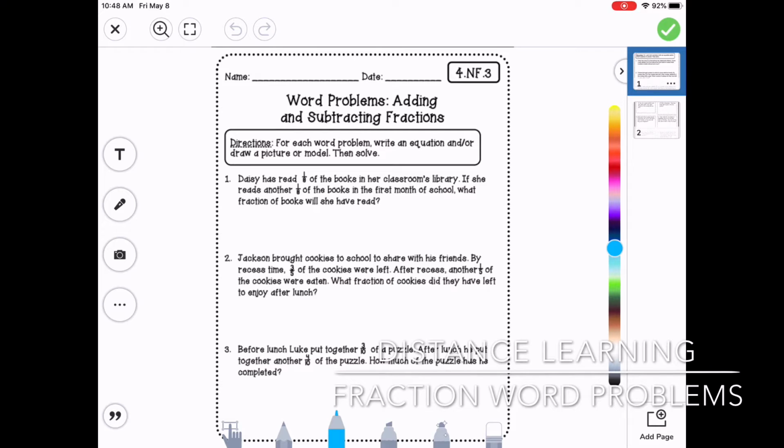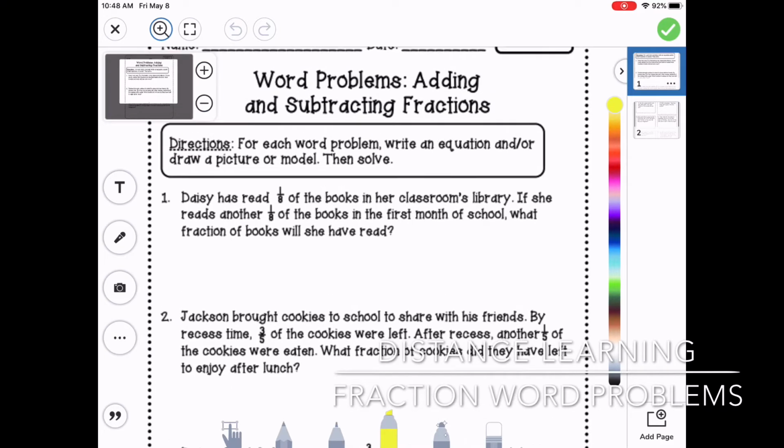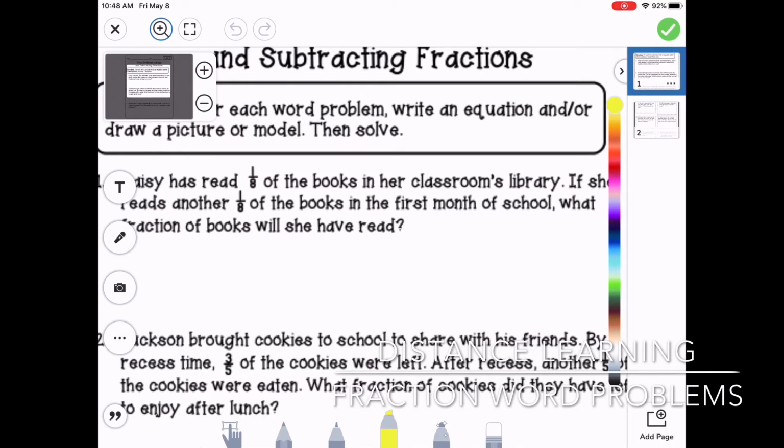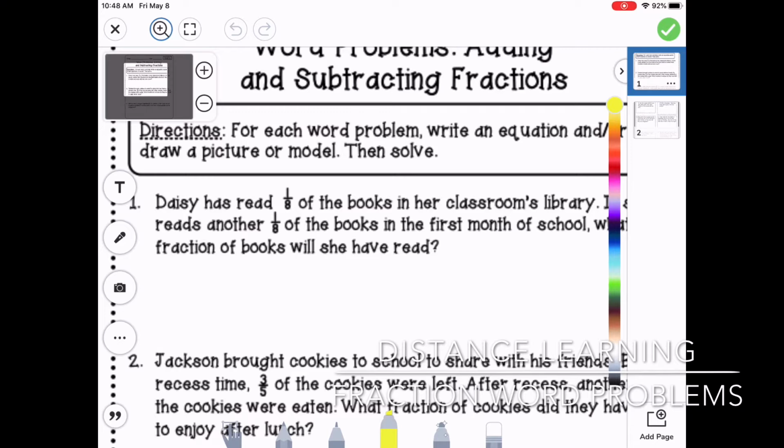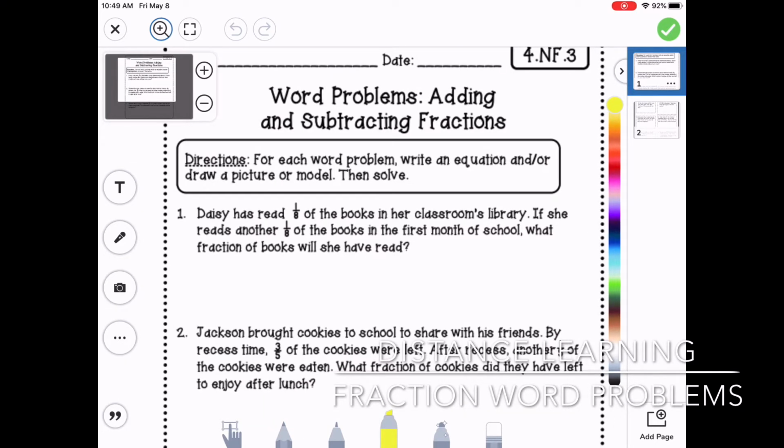When I'm reading word problems, I usually like to use the highlight tool. That helps me when I come across important information so I can highlight it as I go. So when I'm ready to solve the problem, I can quickly look back at what I found was important in the actual word problem. So number 1 says, Daisy has read 1/8 of the books in her classroom's library.